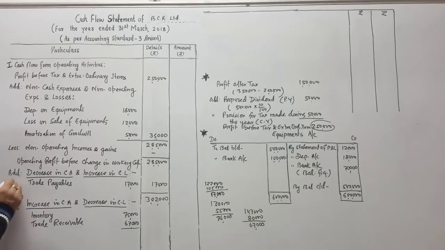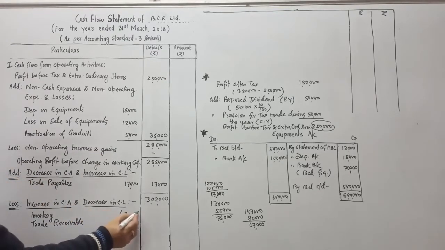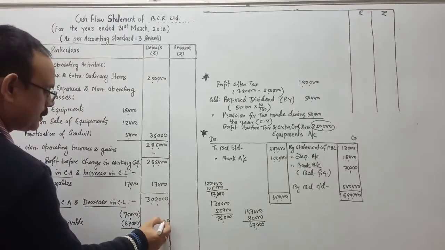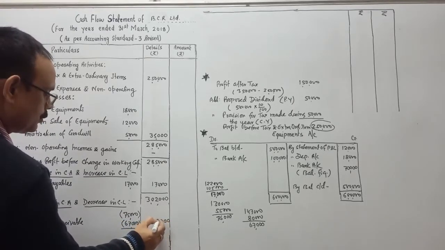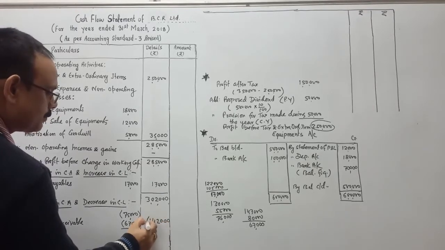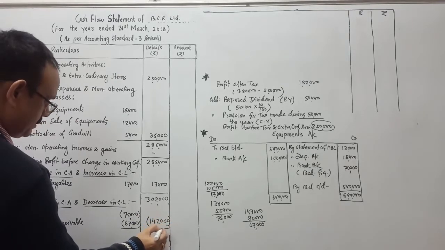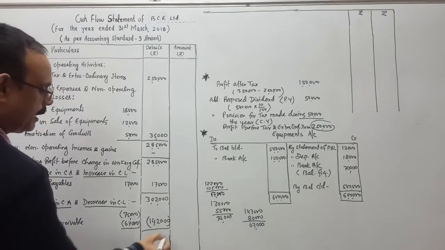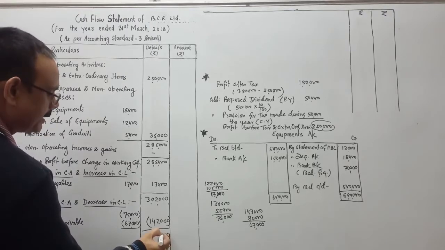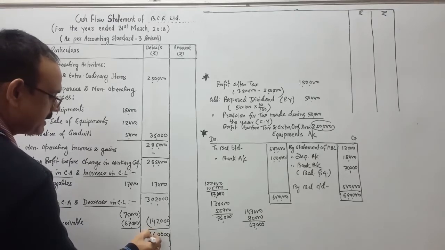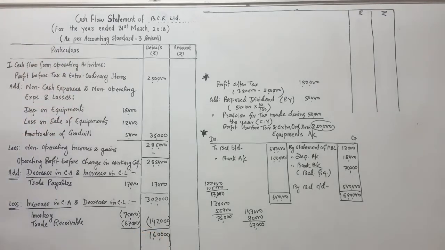Thereafter we will deduct these two because they are increases in current assets. We have to deduct. 1,42,000 will be deducted by us, and after deduction the figure is 1,60,000. Is it clear?